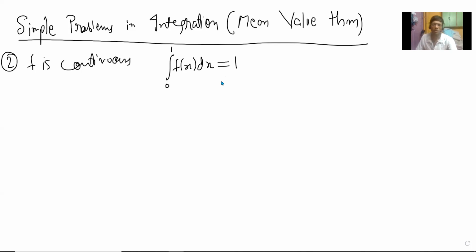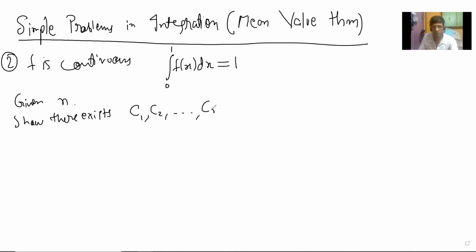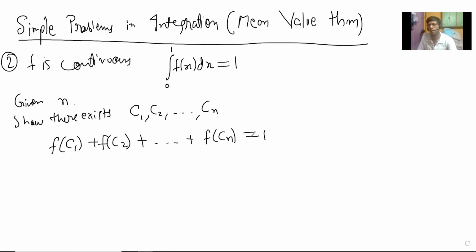Now let's say you're given an n. We want to show that there exist some numbers c1, c2 till cn, n of them obviously, such that this adds up to 1. So you can achieve the area. This is a generalization of the mean value theorem, kind of.